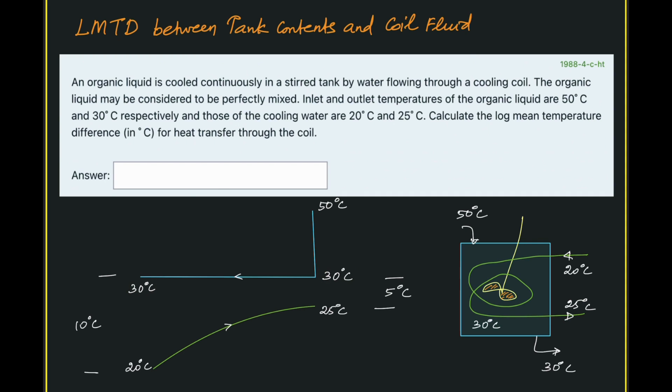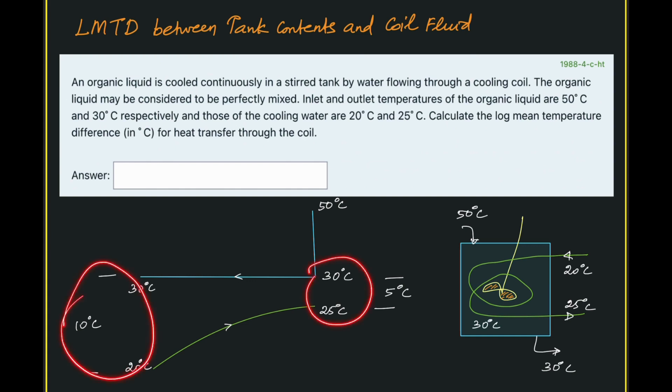And the coil fluid, which is a tubular arrangement, is entering at 20 degrees Celsius and leaving at 25 degrees Celsius, for which there is a progressive change in temperature. This is like a plug flow, for which there is a progressive change in concentration in our reaction engineering. So here there is a progressive change in temperature, whereas this tank, which is a CSTR, has a sudden change in concentration, and likewise we have a sudden change in temperature. Once we draw this temperature profile, we can easily find the temperature difference at the ends.